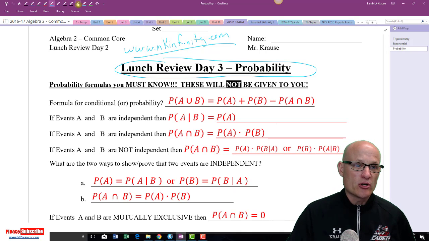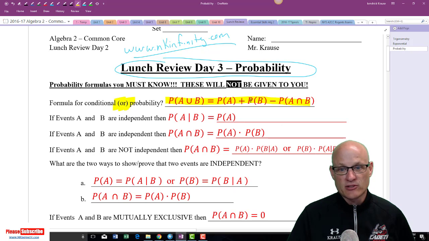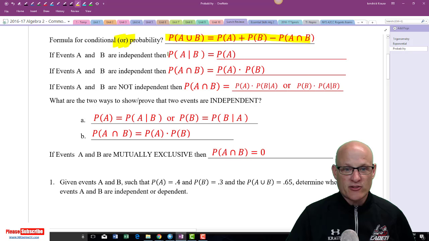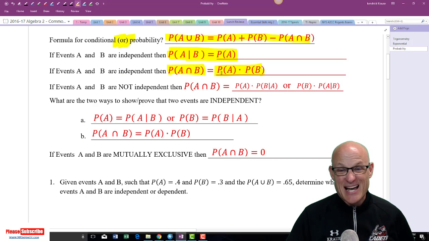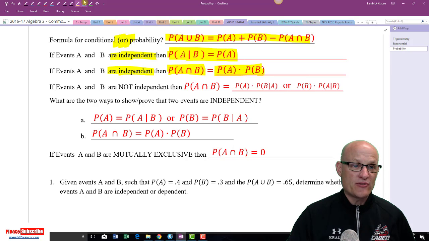If you see the word or, this is the big one, you're going to write this equation every single time. Probability of A or B is equal to probability of A plus the probability of B minus the probability of A and B. If A and B are independent, the probability of A and B is equal to the probability of A times B. If they're not independent, then you have to use this formula.